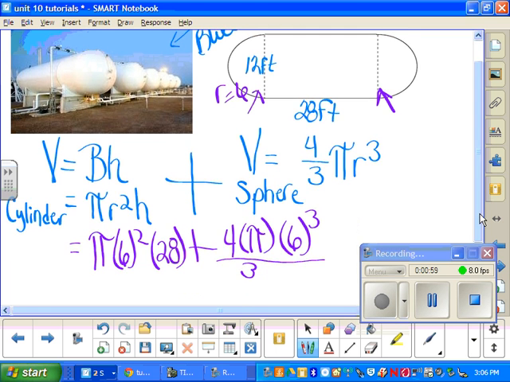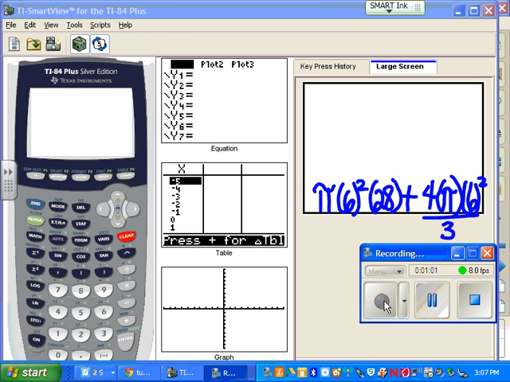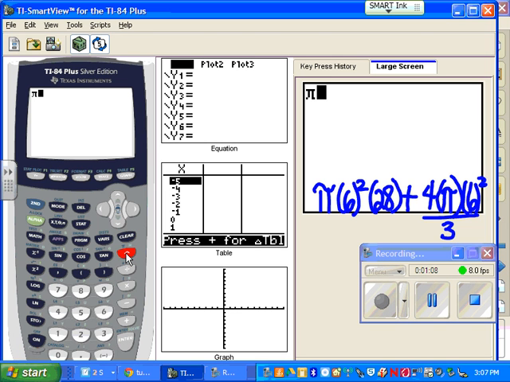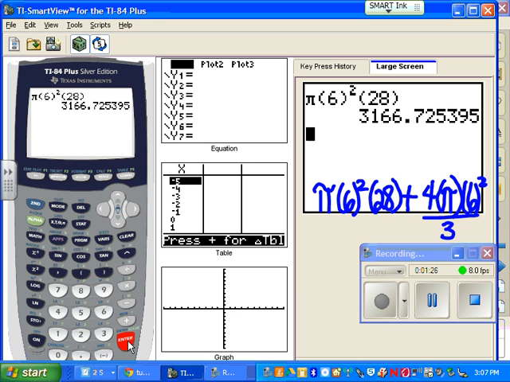So let's go to our calculator and we're going to plug it in. Okay, now when we put this in the calculator, I'm going to show you two different ways to do it. The first way is I would do my pi, which is that second arrow, and then I'm going to put my 6 in parentheses, and then hit that squared button to square it, and then multiply that times 28, and then hit enter and get an answer. And then I'm going to hit plus. And when I hit plus, it does my answer plus what I'm going to put in next.